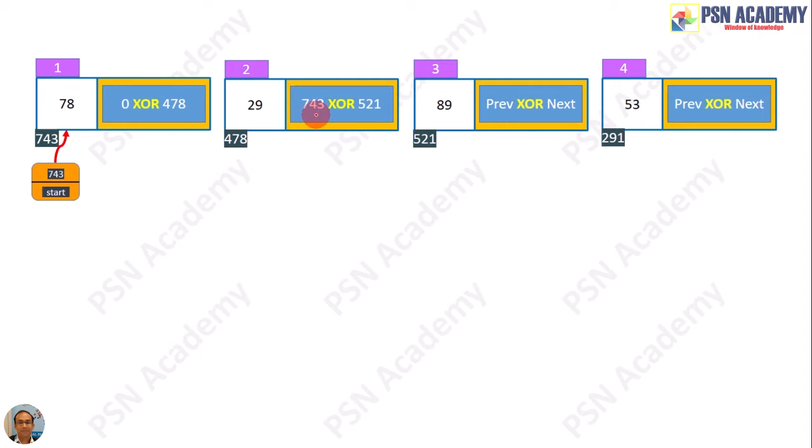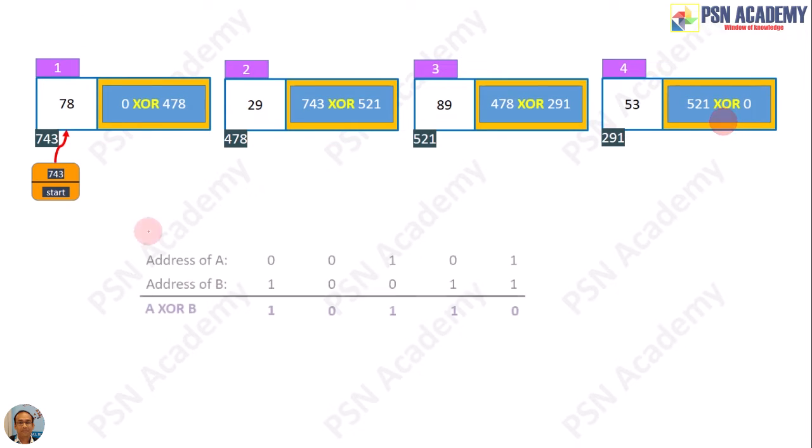Similarly, 743 will be the prev and 521 will be the next here. These two will be XORed. Here 478 and 291 will be XORed, and here 521 and 0 will be XORed because there is no node after this node, right? The logic is like this: if you have the address A, that is 0, 0, 1, 0, 1, and the address B, that is 1, 0, 0, 1, 1, and you perform bitwise XORing between these two addresses, then you will get this.